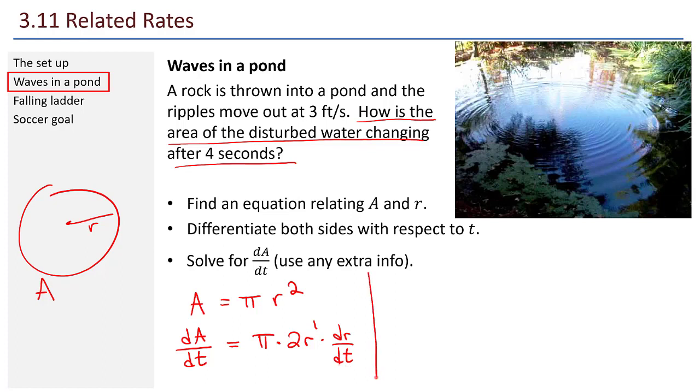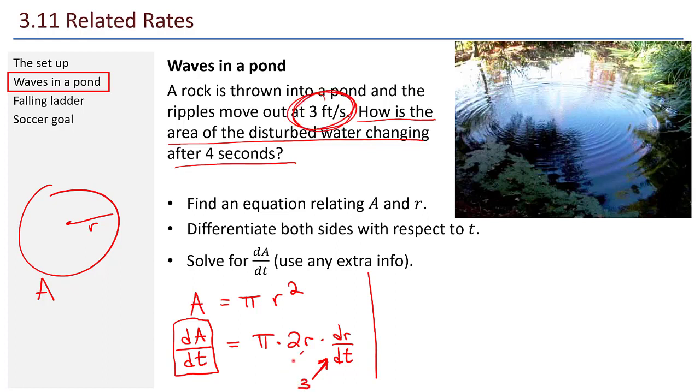At this point, we can try step number three, solve for dA/dt using any extra information. So let me put a box around that. That's what I want. So I need to put in numbers for every other variable that I see. So what about the dr/dt? What is dr/dt? Oh, that's the rate at which the radius is changing, and I look up at the problem, and I see it right there. That's 3 feet per second.